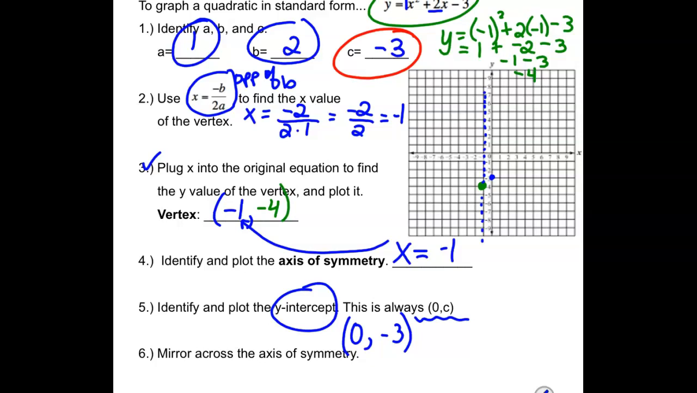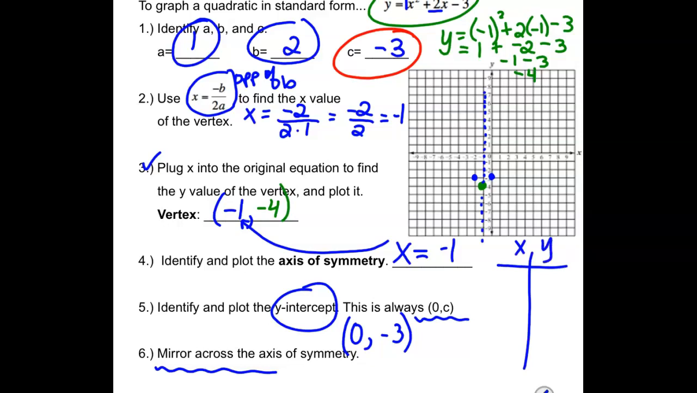We need more than that to get the nice curve. But what we can do, because parabolas are symmetric, we have that line of symmetry, we can mirror our points across it. So this point that I just plotted here at (0, -3) is one space to the right of my line of symmetry. So I just need to mirror it over and go one space to the left. So now I have three points on my parabola.